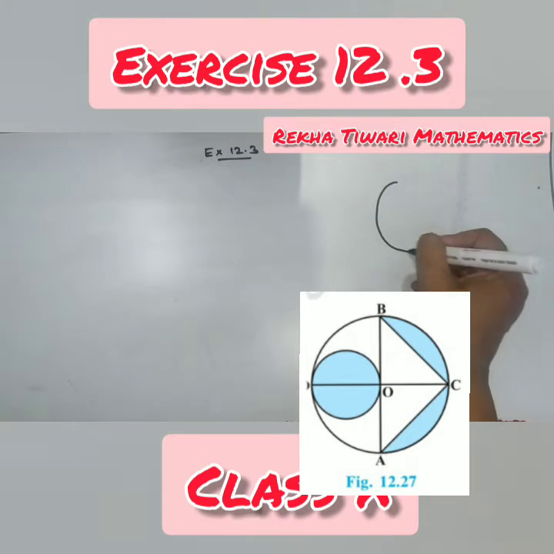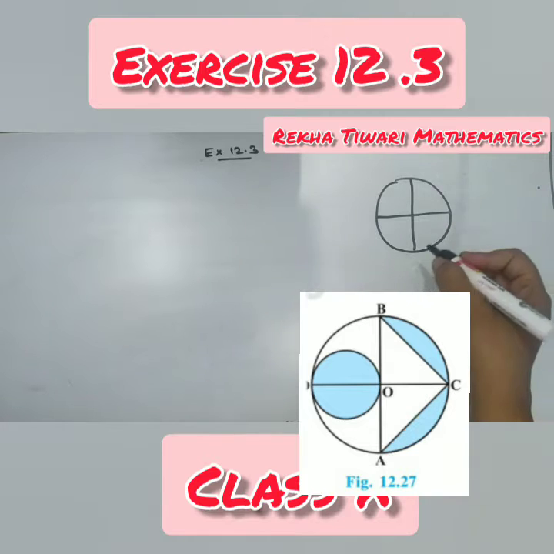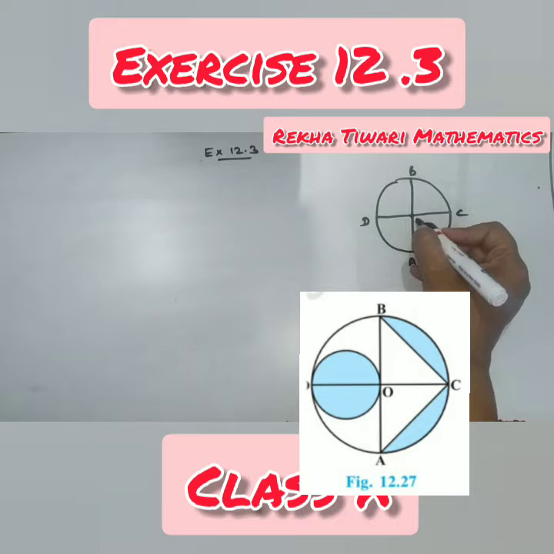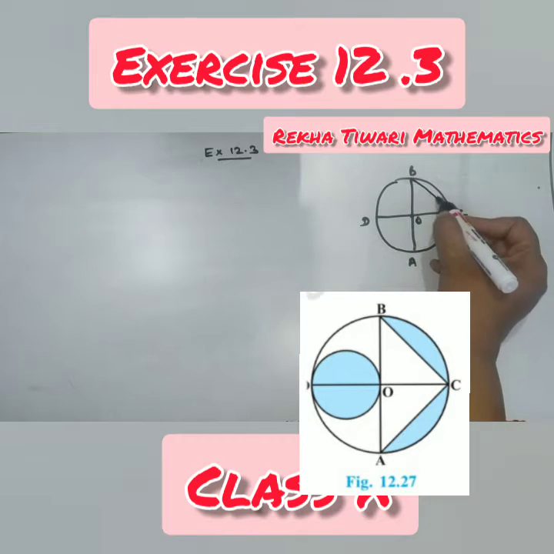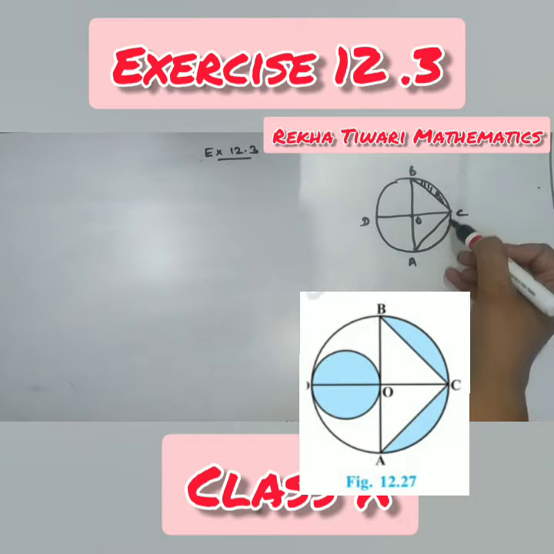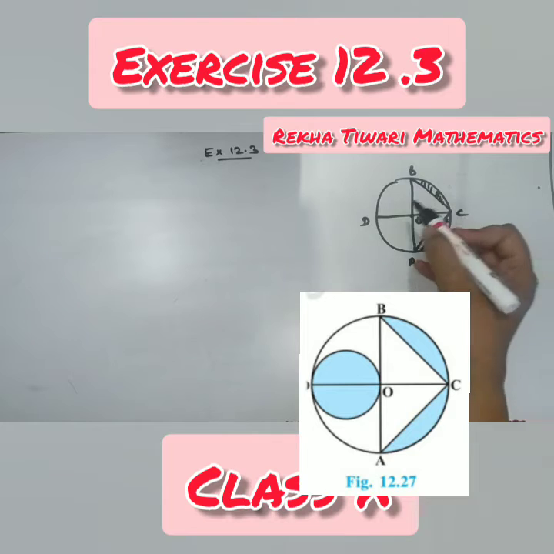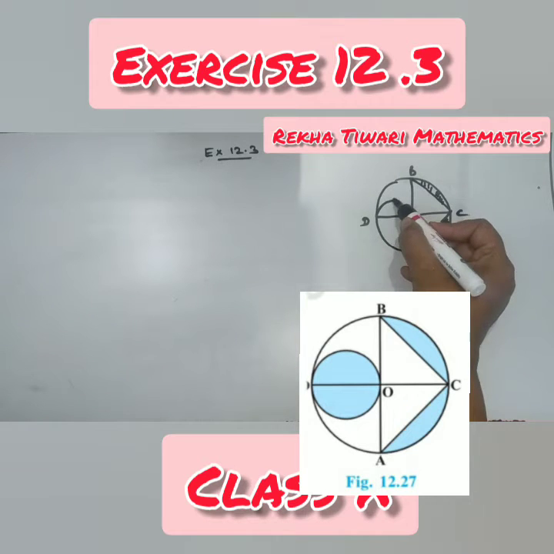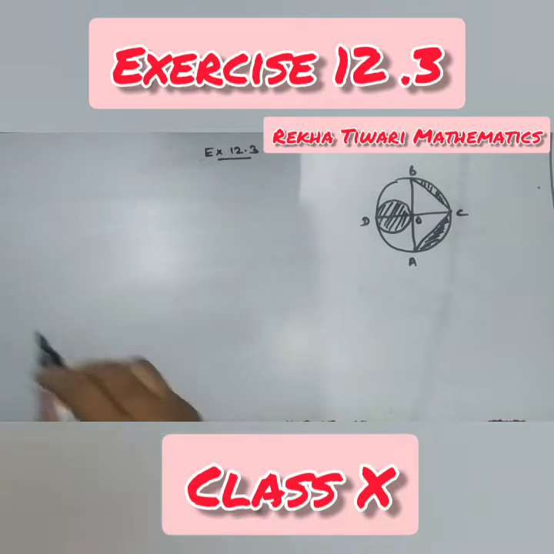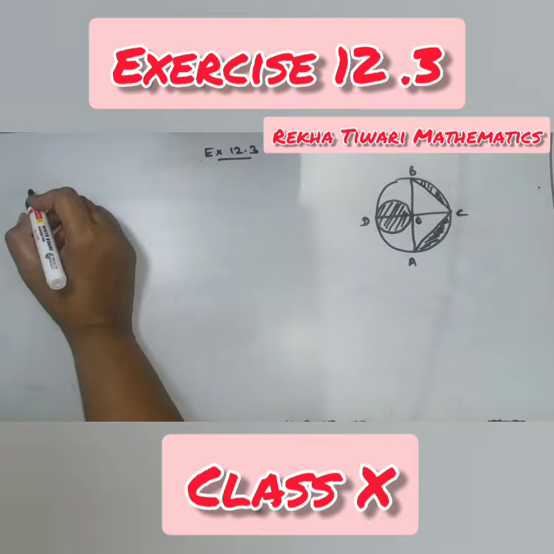One circle is given to you in which AB and CD are the two diameters perpendicular to each other. O is the center of the circle. Two chords are drawn, BC and AC, and this region is shaded, and with OD a circle is drawn and the whole circle is shaded here. Okay, what is given to you? That OD is the diameter of the smaller circle and OA is 7.